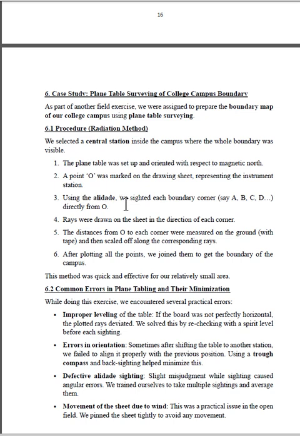Using an alidad, we sighted each boundary corner, say A, B, C, D, directly from O. Rays were drawn on the sheet in the direction of each corner. Fifth, the distances from O to each corner were measured on the ground with tape and then scaled off along the corresponding ray. Sixth point, after plotting all the points, we joined them to get the boundary of the campus. This method was quick and effective for relatively small areas.